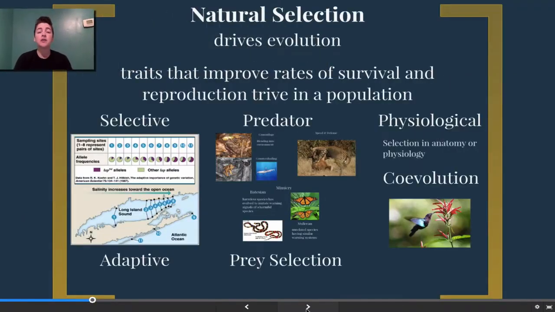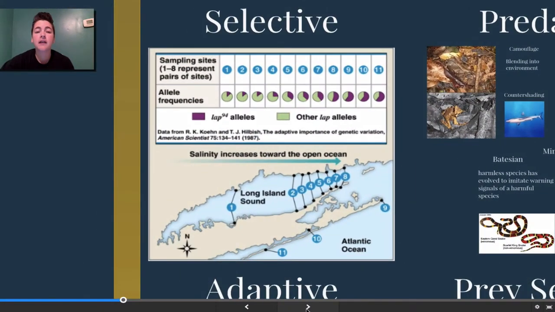Natural selection is one of the main drivers of evolution. Traits that improve survival and reproduction will thrive in a population. Natural selection is both selective and adaptive. Here we can see an allele in shellfish that, as we collect shellfish closer and closer to the open ocean, has more and more occurrences of the lap allele. Thus, the lap allele is a beneficial adaptation to those organisms living closer to the open ocean.